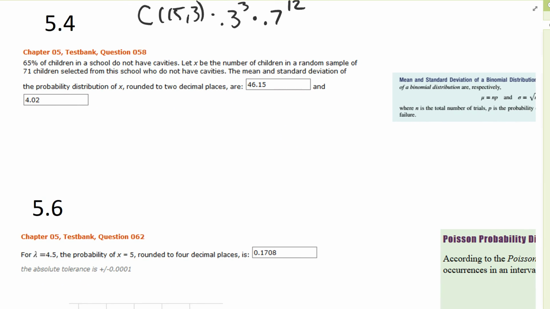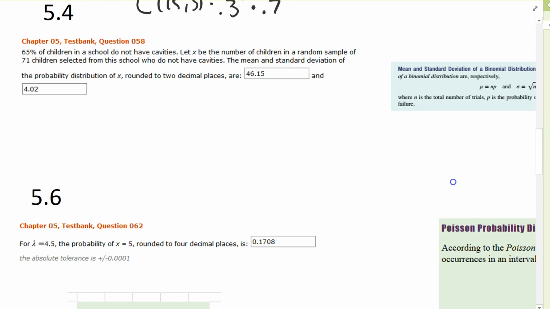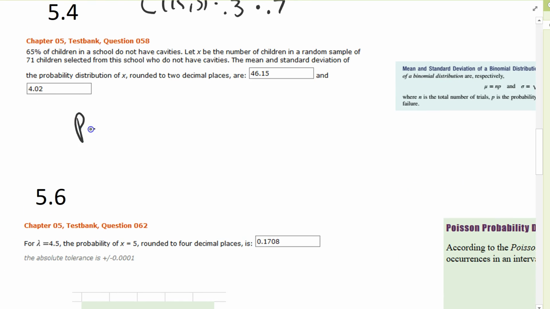5.4 is an example of the binomial distribution. So the probability is 0.65 that they don't have cavities. So then you can get the probability that they do have cavities by taking 1 minus that. Q would be 0.35. And n here is 71.